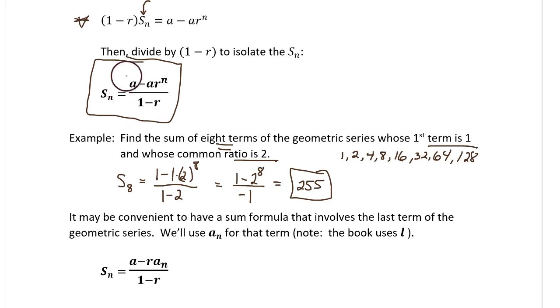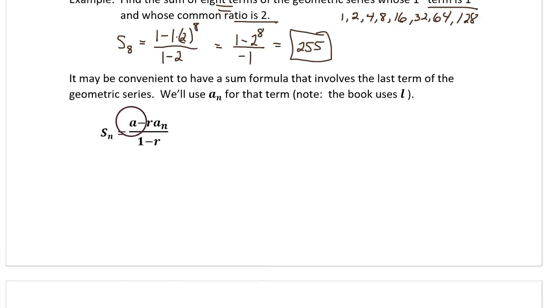This formula involves knowing the first term and knowing the value of r. It's also helpful to have a formula where you know the first term and the last term. And that's given right here. So just like with an arithmetic series where we had 2 different formulas we could use, there are 2 different formulas for a geometric series.